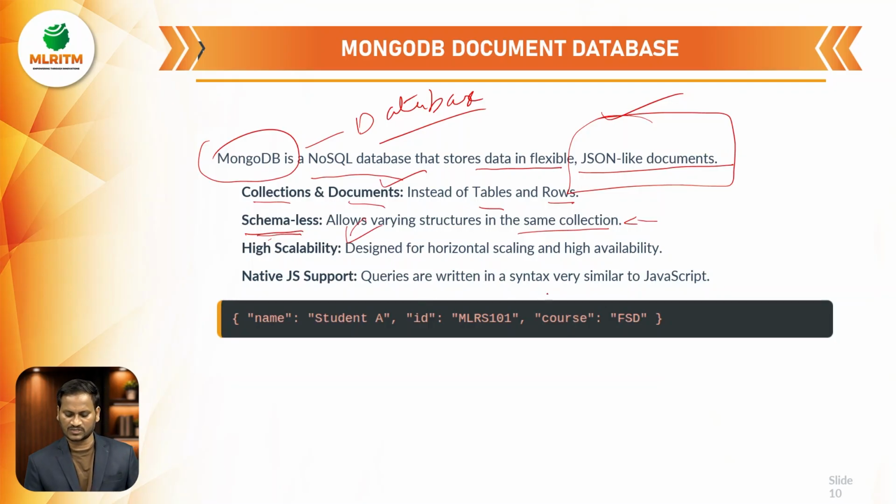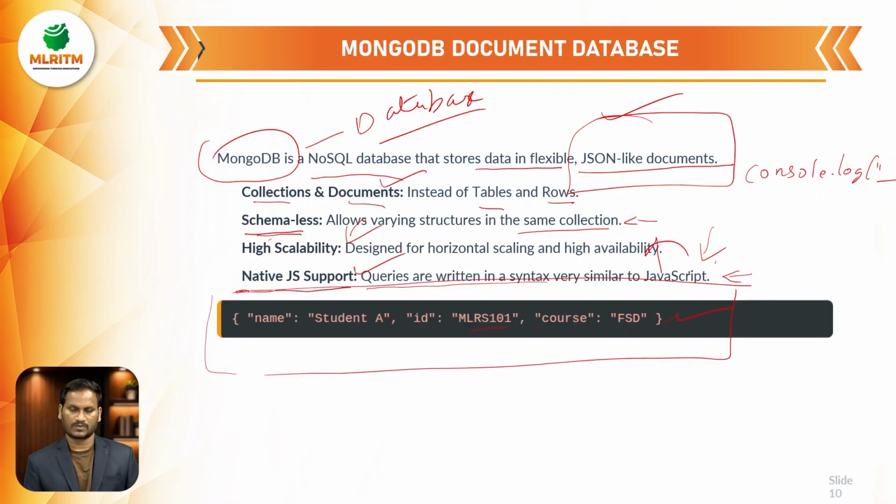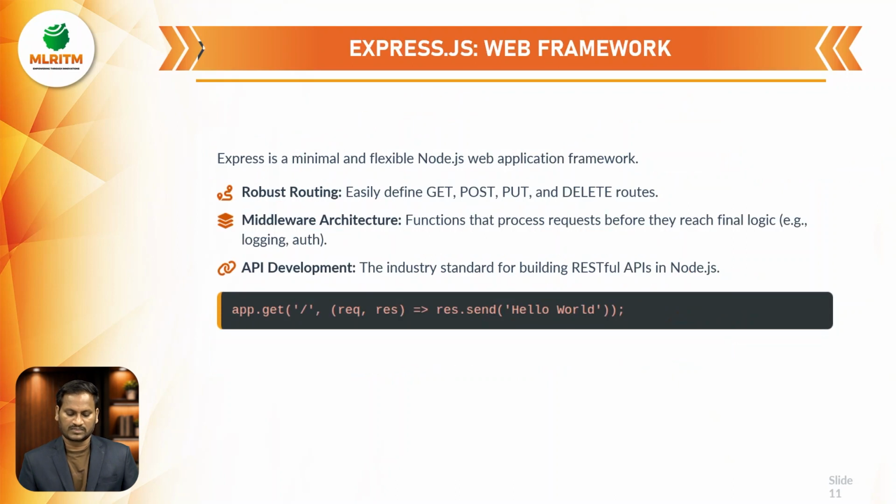Queries are written in a syntax very similar to JavaScript. In MongoDB also, we write queries using the simple syntax of JavaScript, like console.log, which displays the output. We use that syntax with native JavaScript support. Simply here you can see the name, Student A, student ID number MLRS 1001, course FST. This is the simple syntax of MongoDB.